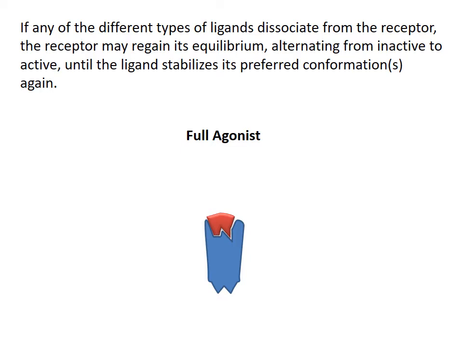And this is a little more on that, just a really simple animation. If any of the different types of ligands dissociate from the receptor, or separate from it, the receptor may regain its equilibrium, alternating from inactive to active until the ligand stabilizes its preferred conformation. So I want you to understand that the whole idea is that the receptor will have an equilibrium of active and inactive conformations. Remember, we might have millions, or who knows how many, copies of the receptor on the cell, but some of them will be active and some of them will be inactive.